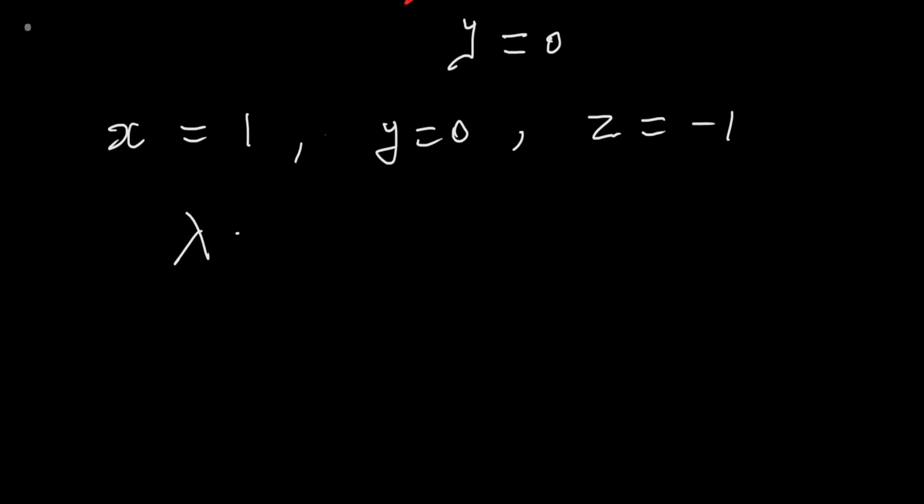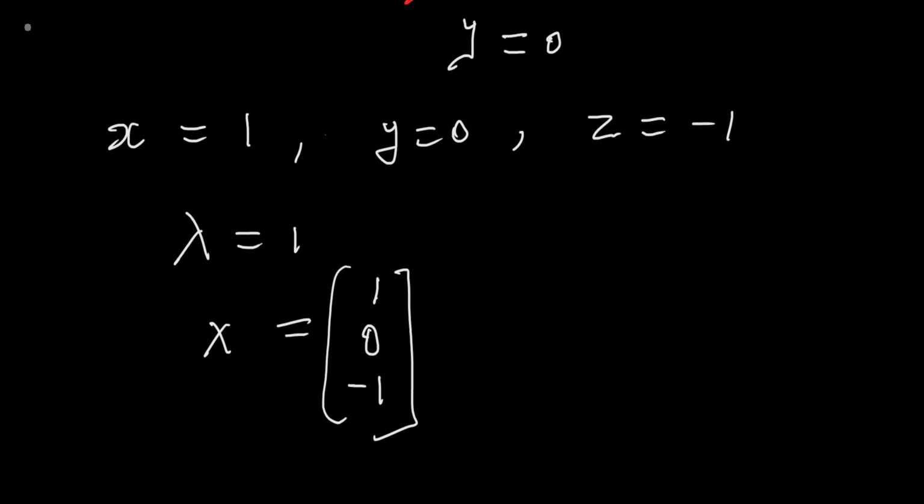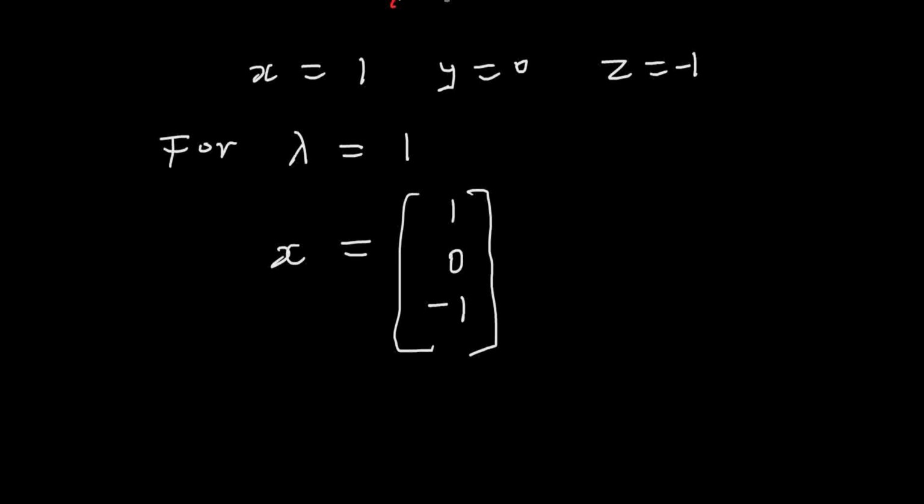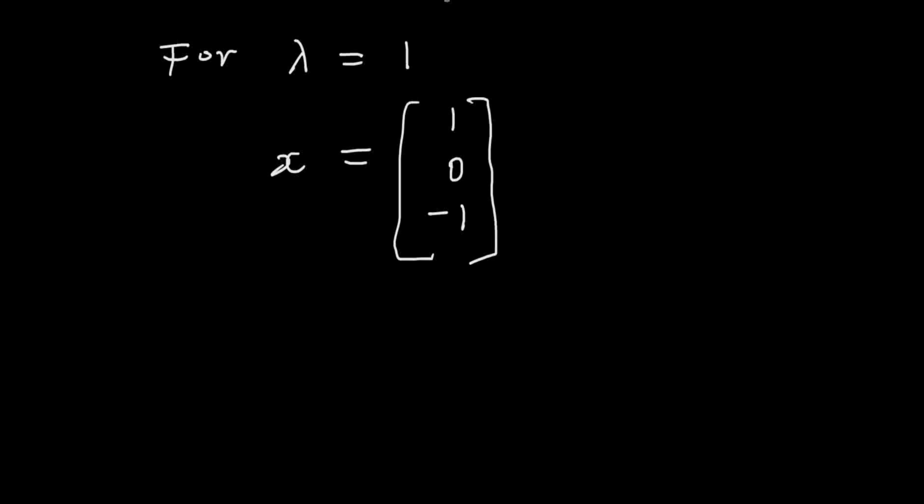Therefore, for lambda equals 1, x is now equal to 1, 0, and negative 1. So this is the eigenvector that corresponds to lambda equals 1. Okay, so I hope that makes some sense. All right, let's also calculate for lambda equals 2.